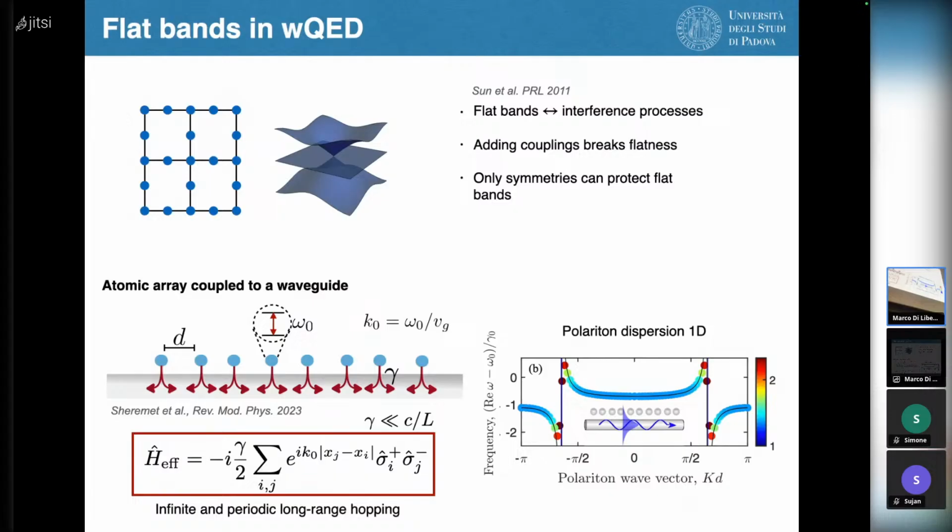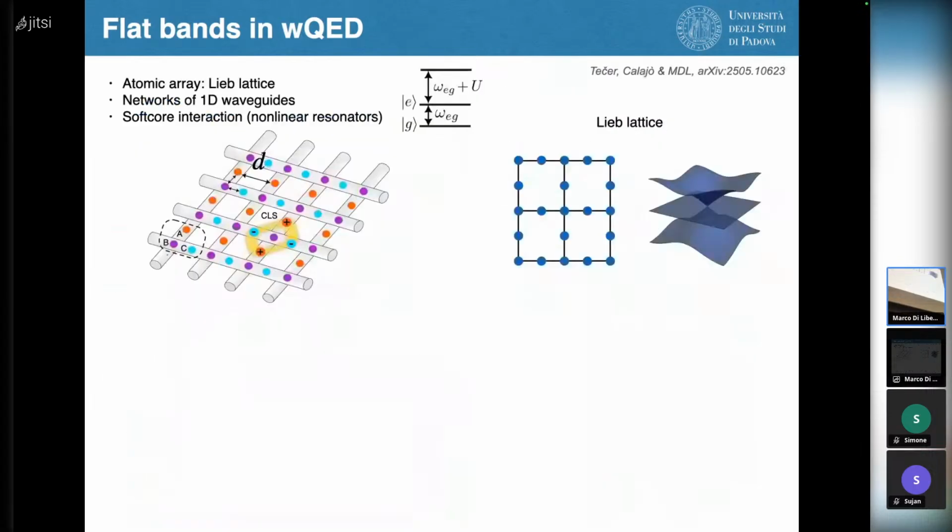Okay, but flat bands are an interference process. So it means that if I perturb my model, I start introducing long-range coupling, goodbye flat bands, most probably. What about a setting like this where you have arbitrarily long interactions? So we constructed a Lieb lattice of atoms coupled to one-dimensional waveguides. And one-dimensional, we wanted one-dimensional because there is this perfect periodicity of the couplings. Very nice to control things.